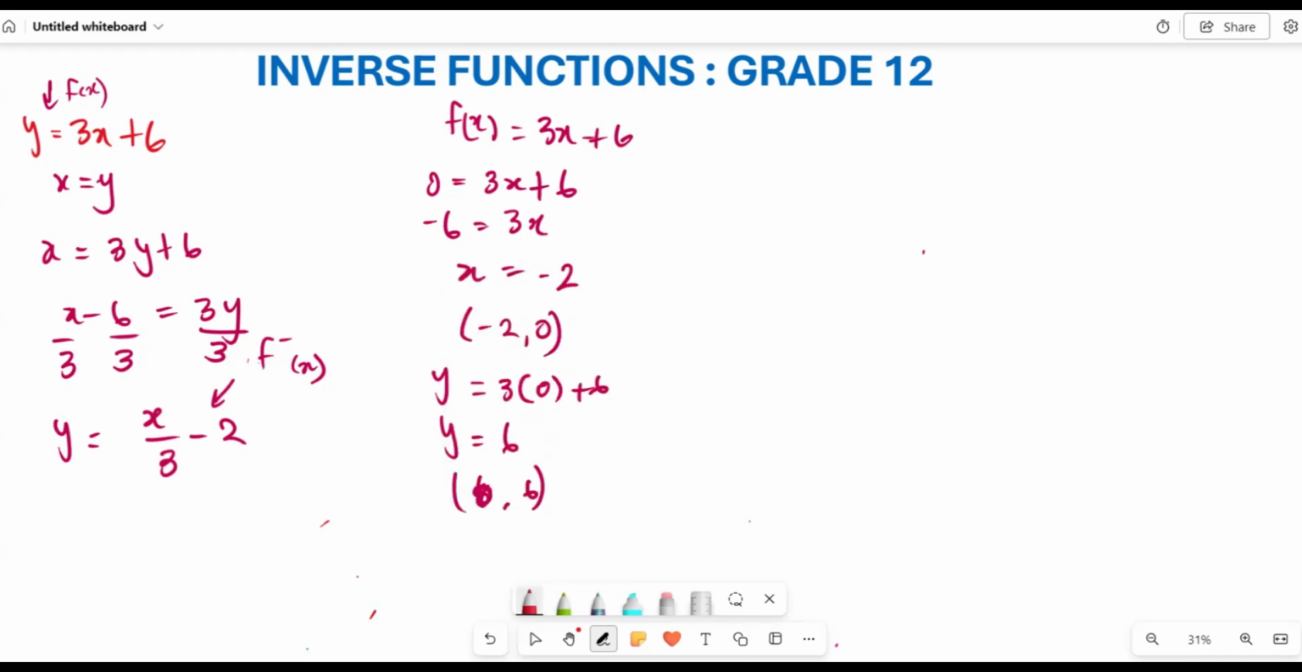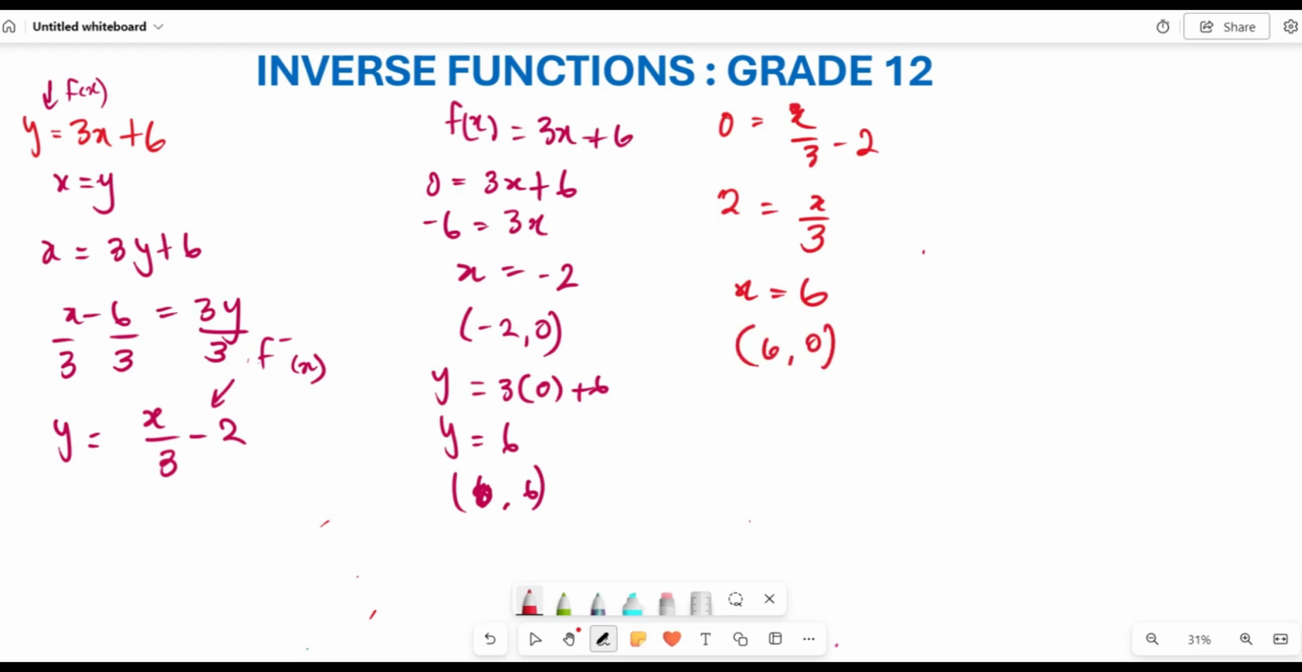Now, let's say I am also looking to find the same intercepts for our inverse function. Now our inverse function will be 0 equals x over 3 minus 2, right? Then when I take this one this side, this will be 2 equals x over 3, and when you cross multiply, can you see that your x here is equal to 6? And now, this is 6 and 0.